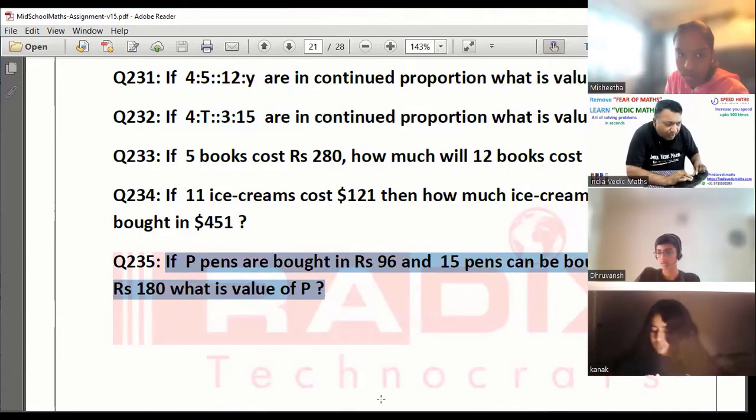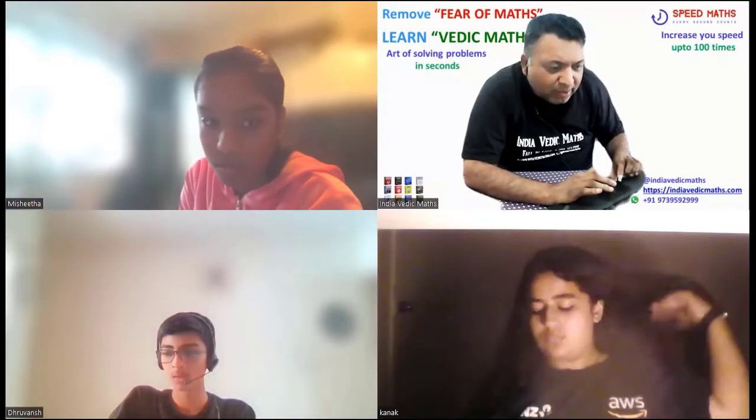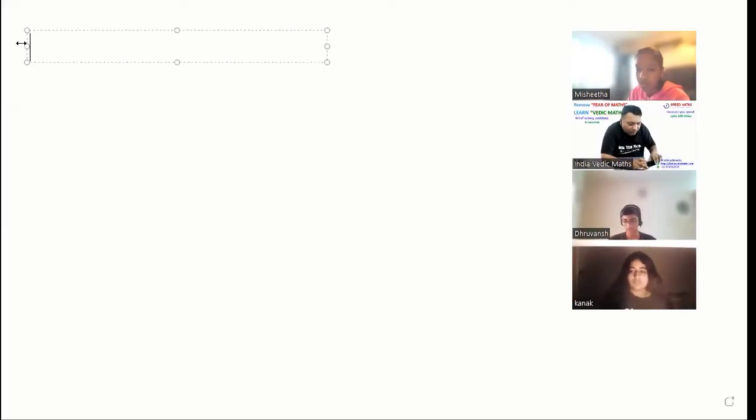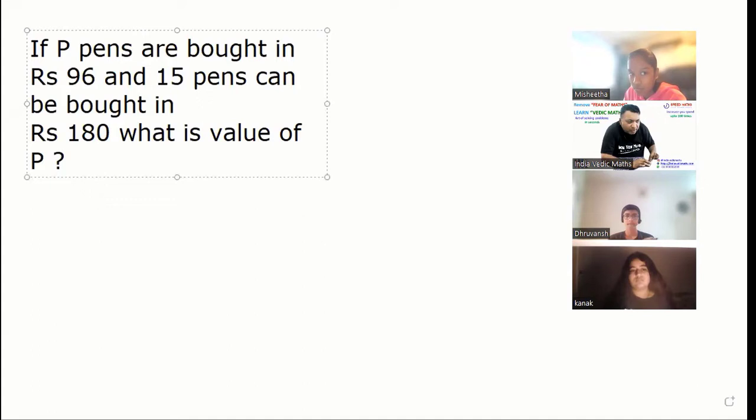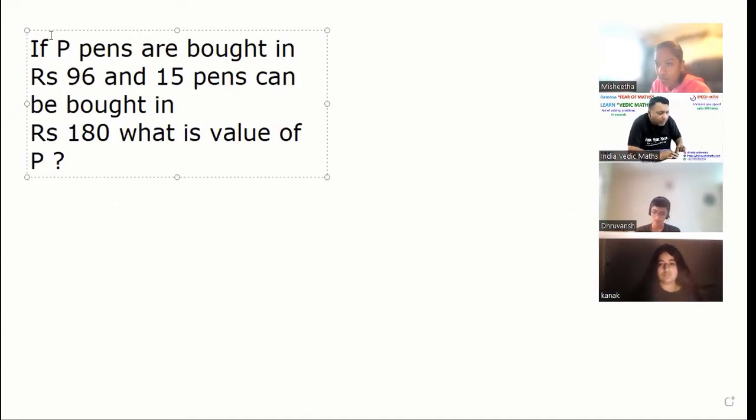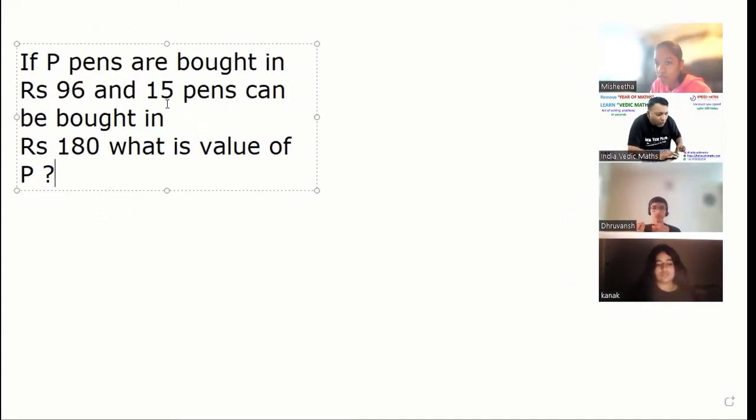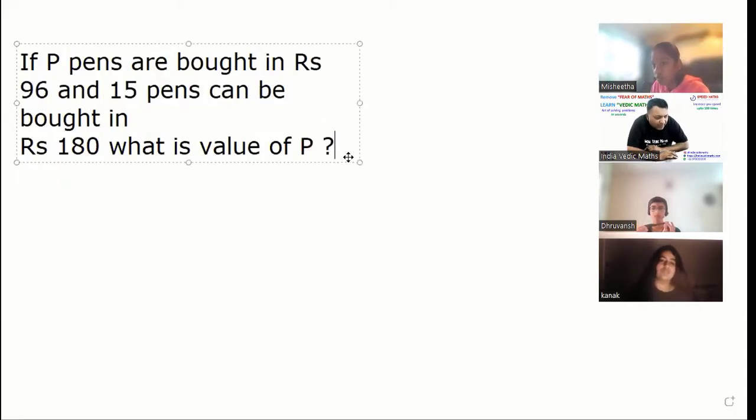235, Mishita. Tell me what will be your approach again in question number 235. This is the question. P pens are bought in rupees 96. And 15 pens can be bought in rupees 180. What is the value of P?